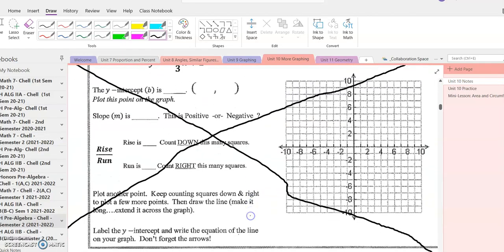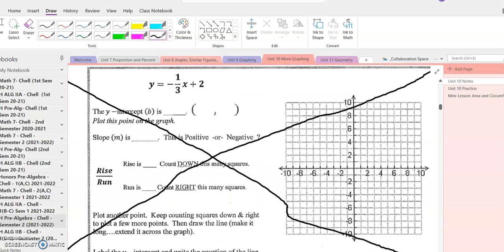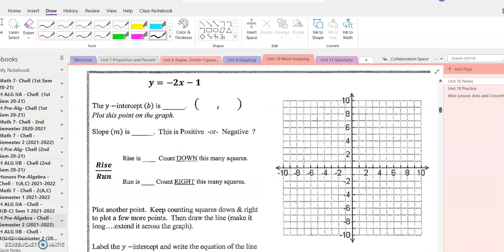Go ahead and try this one on your own. Pause the video, and then go ahead and play it and see if we get the same thing. Alrighty, you should have paused the video. Y-intercept we have is -1, and the slope is -2, which means we are going to rise -2 and run 1.